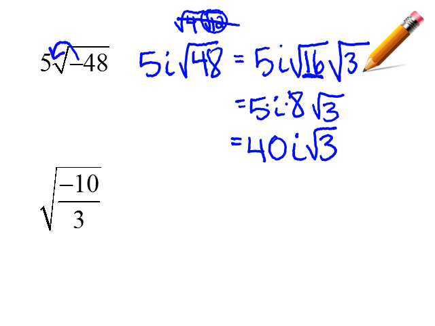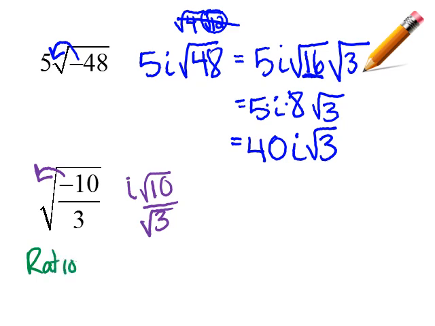Let's take a look at one last simple example of reducing radicals. We're going to take the negative out and create our imaginary number. Because I have a fraction, I'm going to separate these radicals. Similar to our previous lesson, we need to remember to rationalize the denominator.